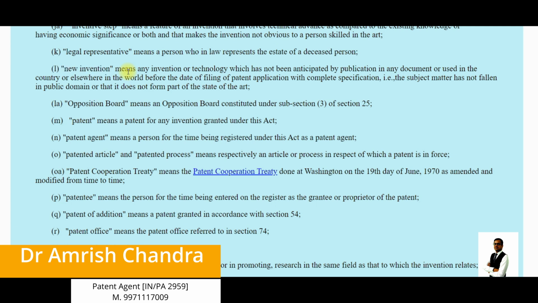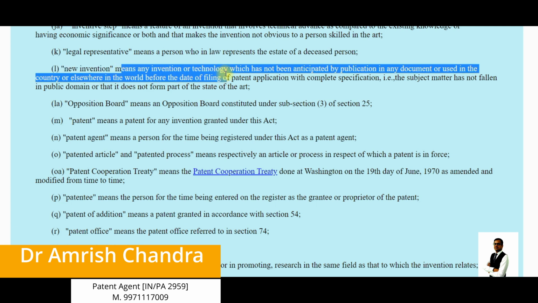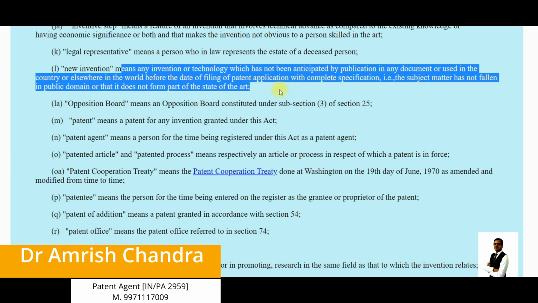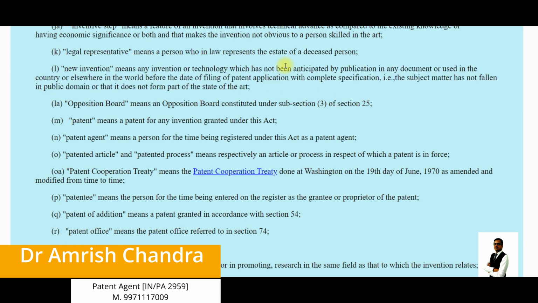2L, that is new invention, means an invention or technology which has not been anticipated by publication in any document or used in the country or elsewhere in the whole world before the date of filing of the patent application with complete specification. That is, the subject matter has not fallen in the public domain, or it does not form part of the state of the art. So a new invention is something which has not been anticipated by publication in any document, neither in the country or elsewhere.